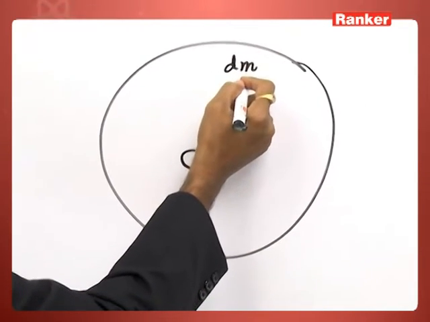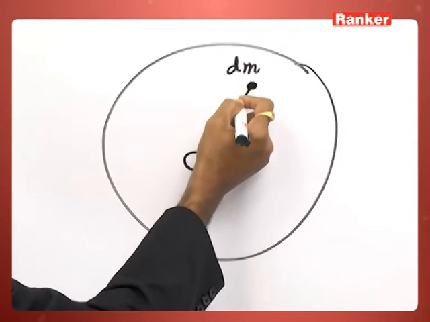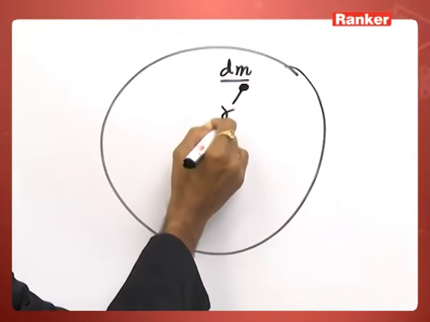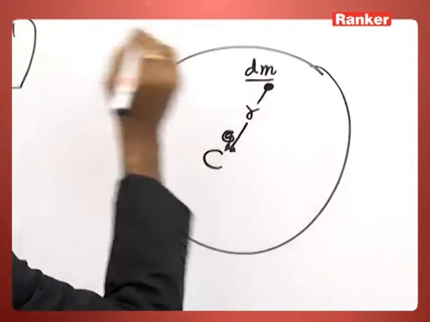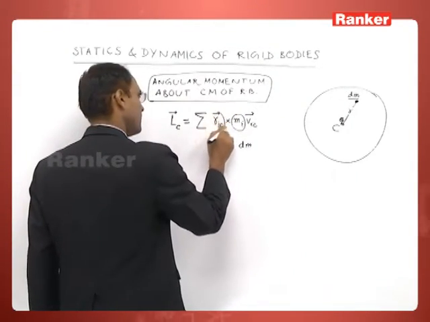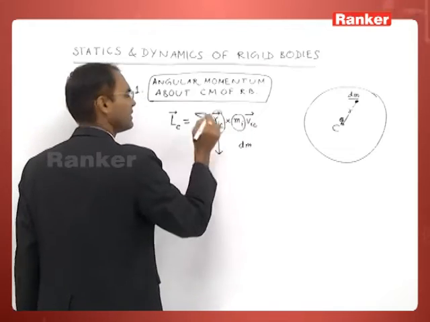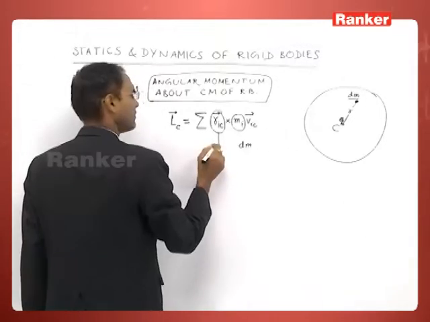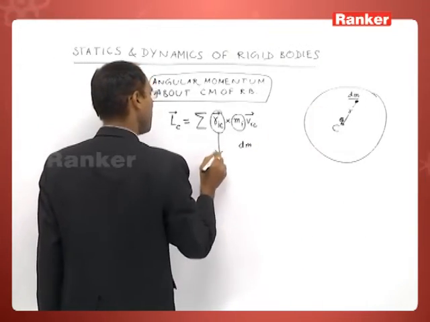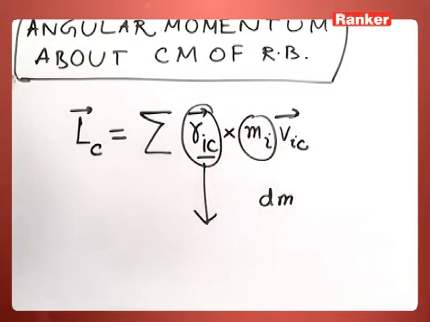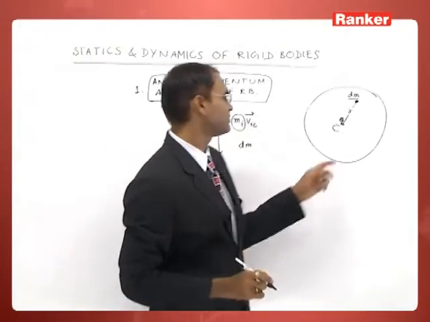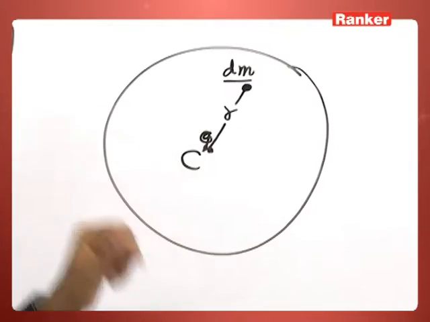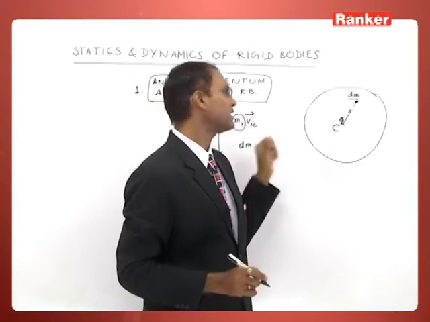Let the segment have mass dm, and that elementary segment is located at a distance of r from the center of mass. So instead of the ith particle, you cannot distinguish the ith particle from the kth particle, from the nth particle.